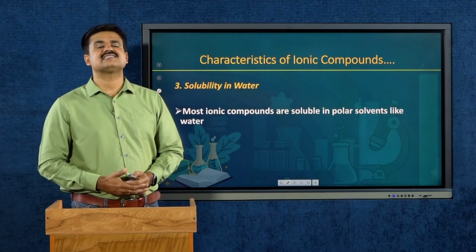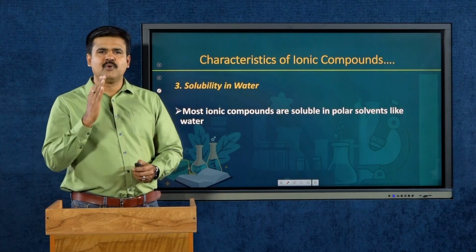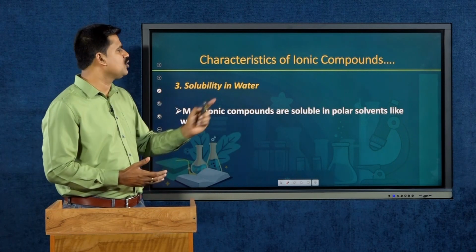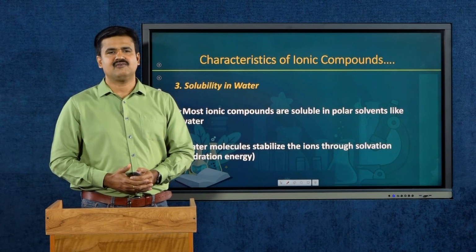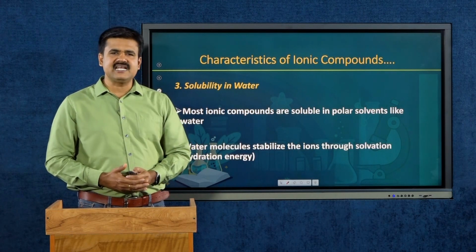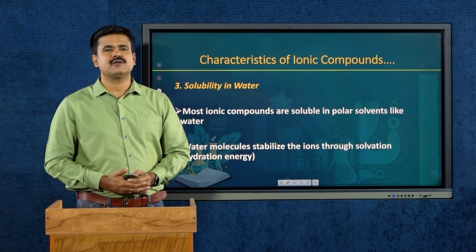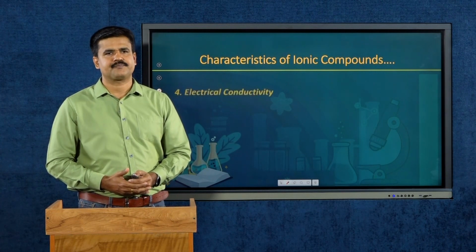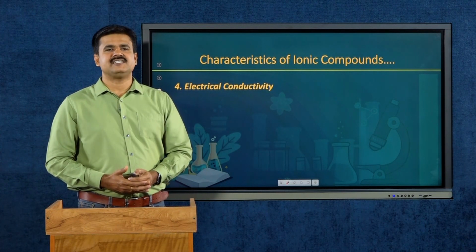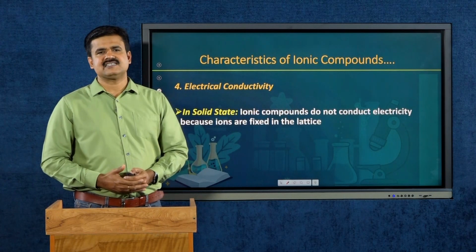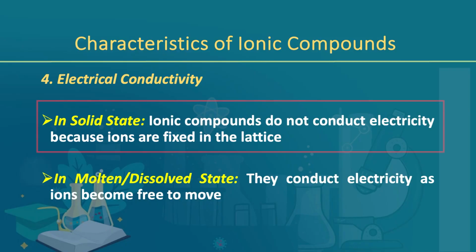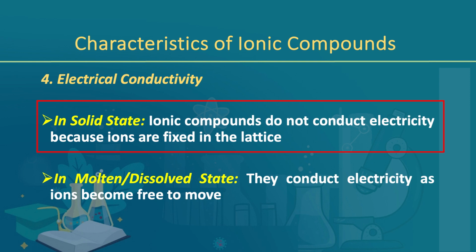Solubility in water is another characteristic feature. Most ionic compounds are soluble in polar solvents like water. Water molecules stabilize the ions through solvation or hydration energy. Electrical conductivity: in the solid state, ionic compounds do not conduct electricity because the ions are fixed in the lattice. However, in the molten or dissolved state, they conduct electricity as the ions become free to move.